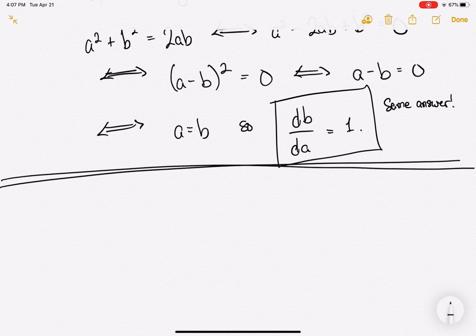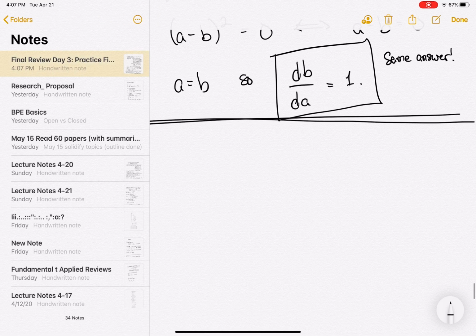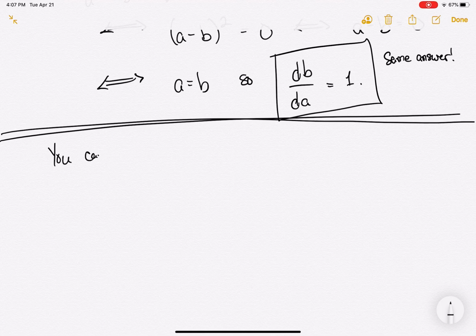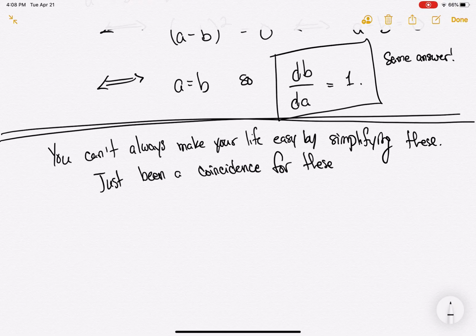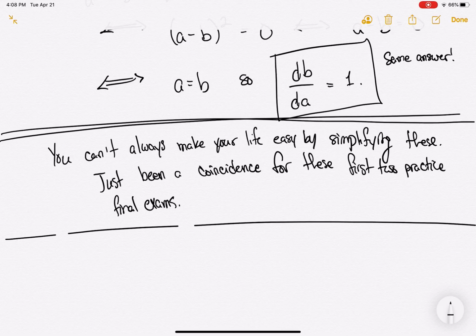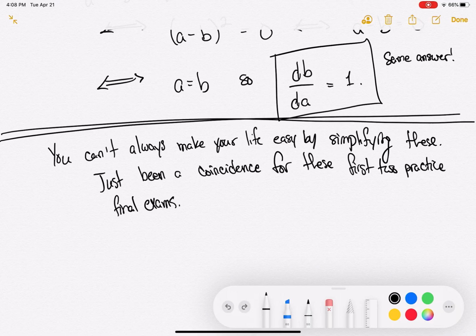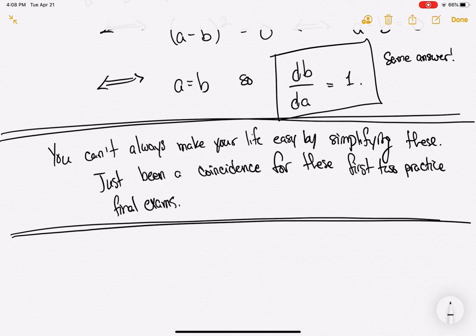You can't always simplify these. It just so happens the first 2 days have been able to be simplified. So it's just been a coincidence for these first 2 practice finals. So I would advise you to still do the standard version of implicit differentiation, unless you're super confident you can simplify it.